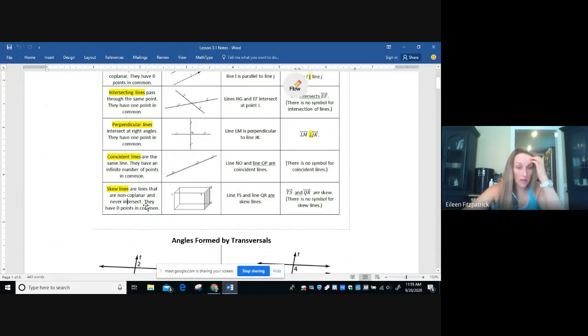And then skew lines. Skew lines are lines that are non-coplanar and they never intersect. They have no points in common. Okay, I'm going to go through an example of how to identify skew lines, but an example here would be TS, this line right here, and QR, this line back here. They are skew lines. And again, there's no symbol for skew, so you just have to write it out.